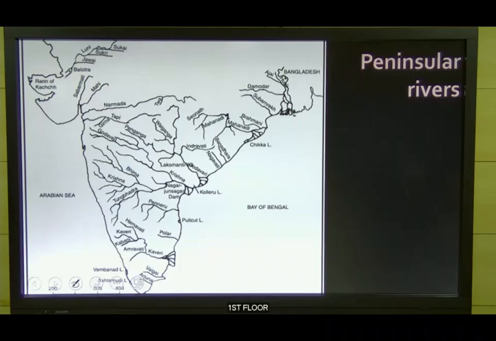Raipur district of Chhattisgarh. And then it runs through Odisha and discharges into the Bay of Bengal. So that is the Mahanadi.